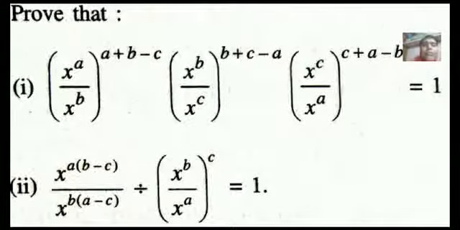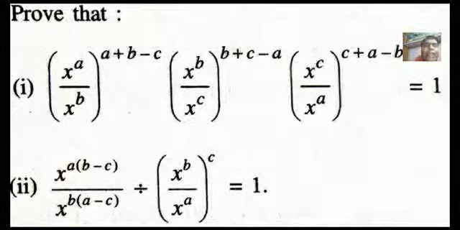Here, prove that x to the power a by x to the power b, bracket a plus b minus c, x to the power b by x to the power c, bracket b plus c minus a, x to the power c by x to the power a, power c plus a minus b is equal to 1. Okay. So I repeat, x to the power a by x to the power b power a plus b minus c, x to the power b by x to the power c power b plus c minus a into x to the power c by x to the power a power c plus a minus b is equal to 0.